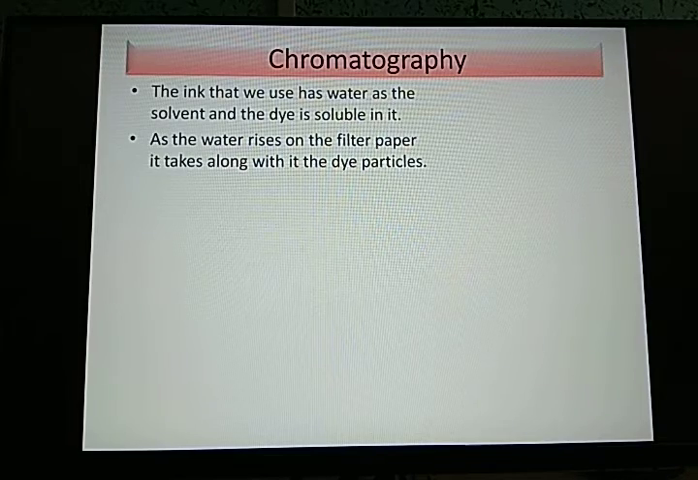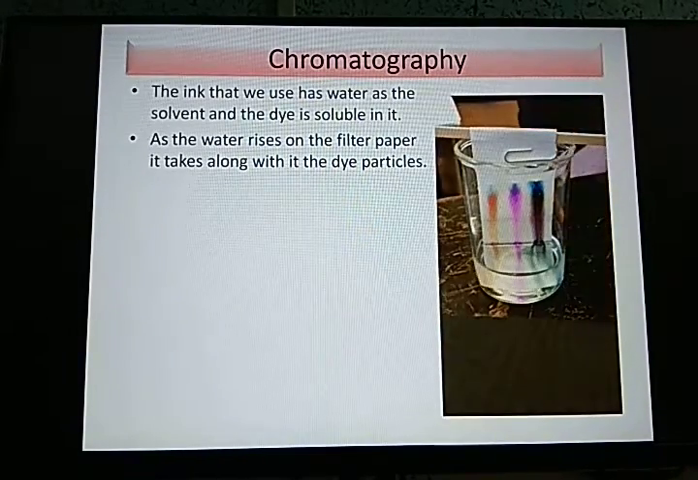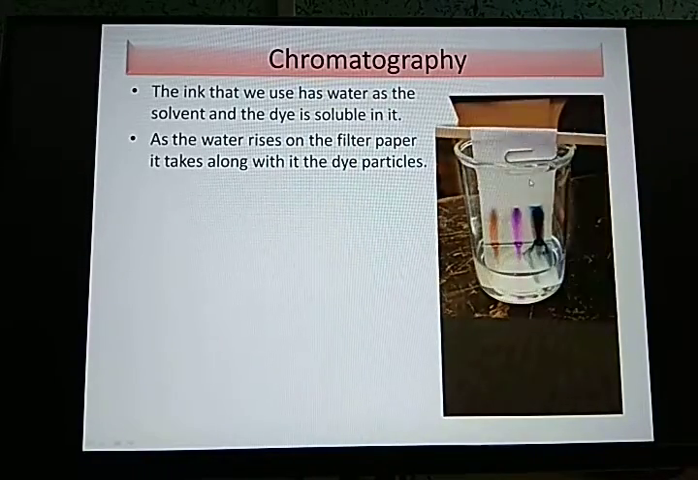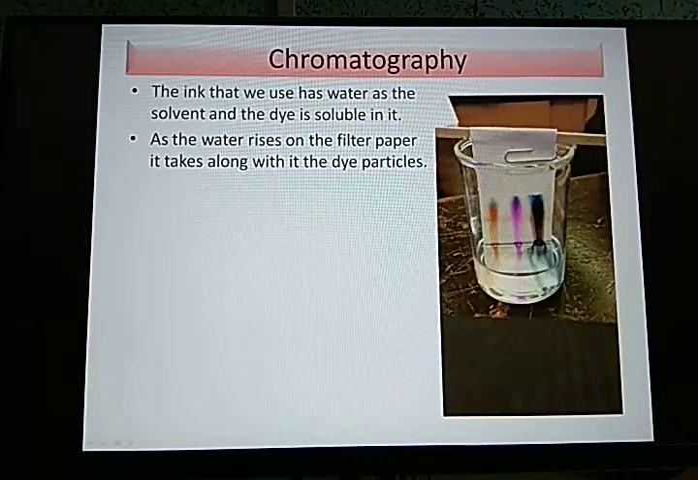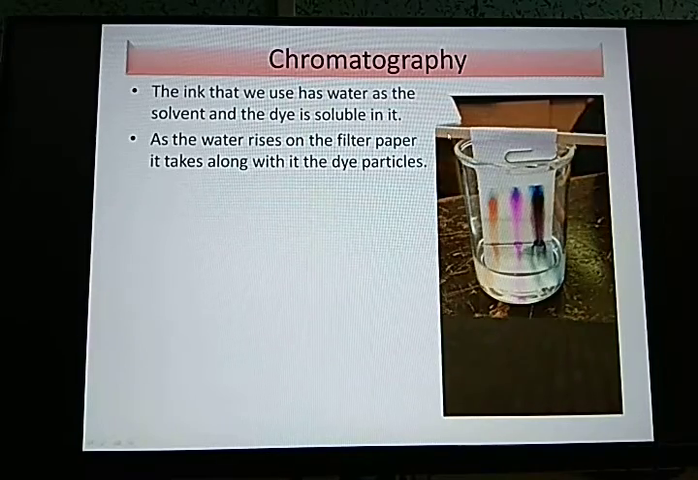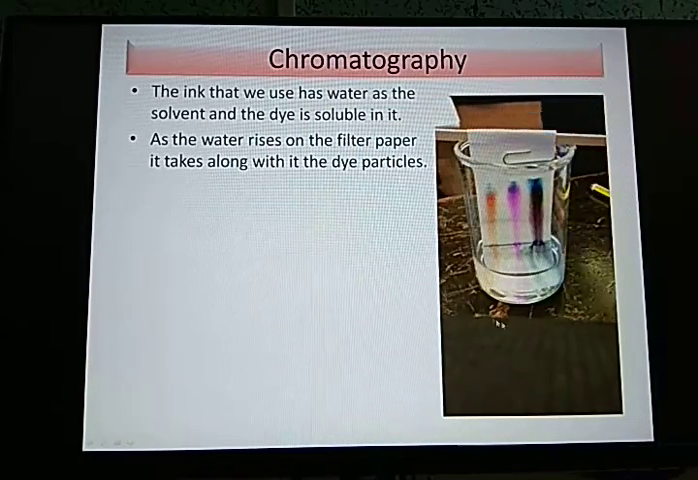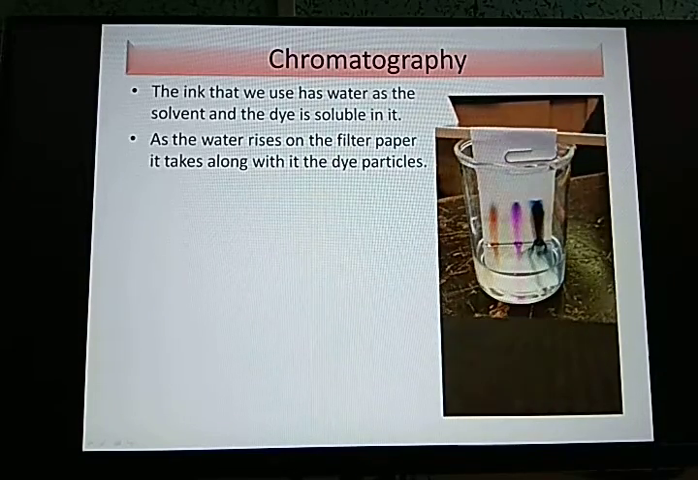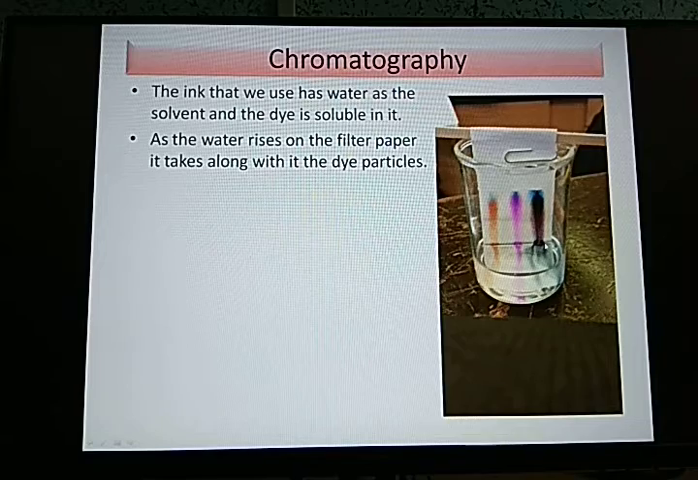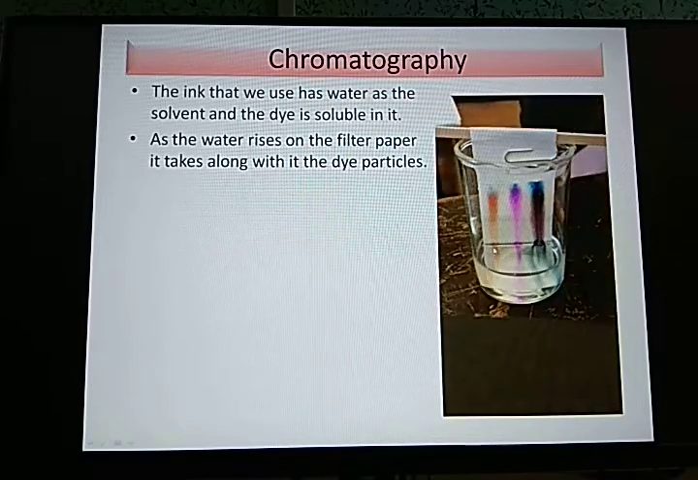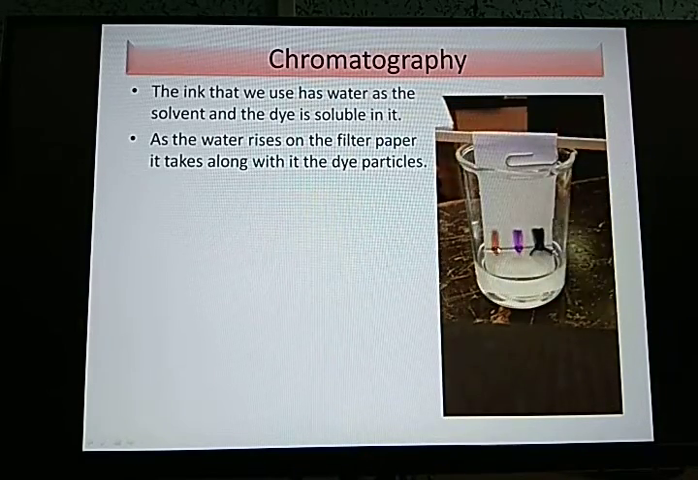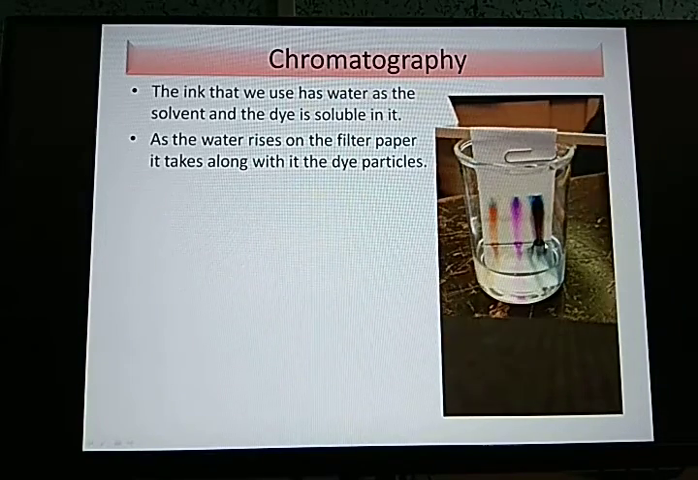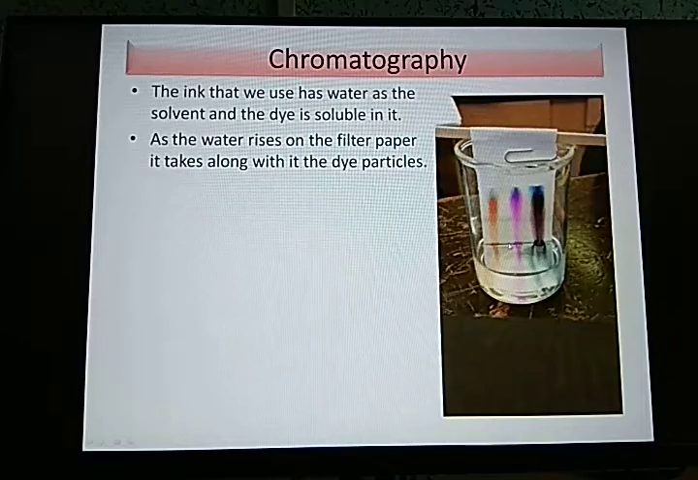So let me show you that figure. So this is what happens. As you can see here, this is a filter paper. It has been fixed with the help of a wood. Then this is the glass. We have filled it up to this level with water. Then there is a mark, as you can see. Now here we have put drops of ink of different colors. Then we will dip it up to this level. Clear? Then we have to wait for some time.